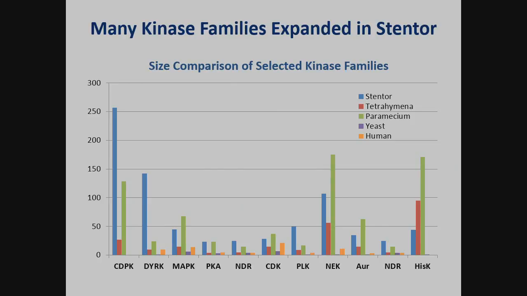And one of the other things we find is that there are a lot of mitotic kinase families like the NDRs, the CDKs, the PLKs, NEKs, and Aurora kinases, which are quite expanded in Stentor, especially compared to human and yeast. And just as a side note, I'll mention that Paramecium has expansions in a lot of these families as well, but we can keep in mind that Paramecium has undergone a couple whole genome duplications, so their total number of genes is higher compared to Stentor.